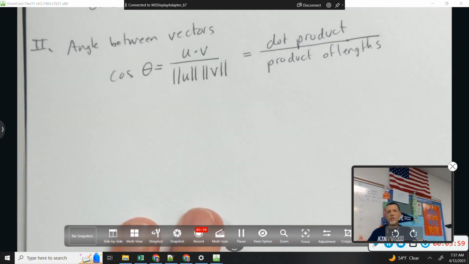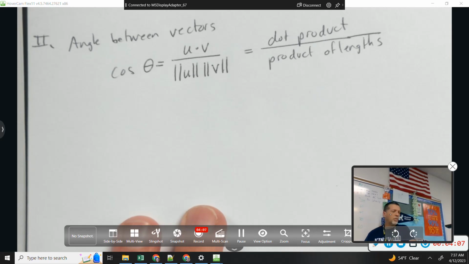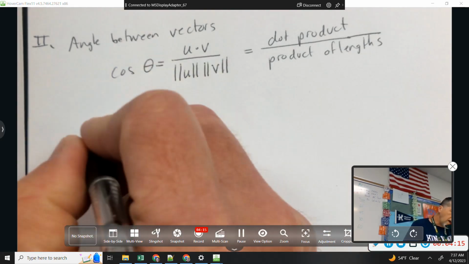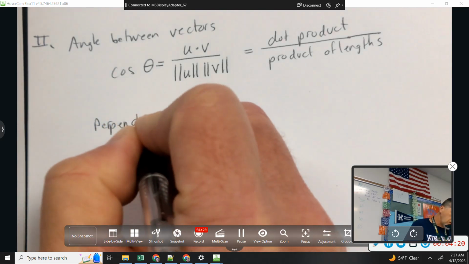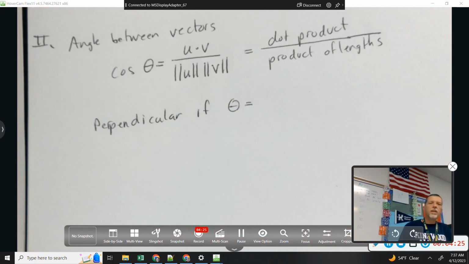If you need to undo that, or when you need to undo that, how do you go backwards to figure out what the angle is? Inverse cosine. So this will be an inverse cosine day, for sure. And then we'll ask parallel or perpendicular type questions. Perpendicular if, I bet you know this one, geometry experts, the vectors are perpendicular if their angle is 90.